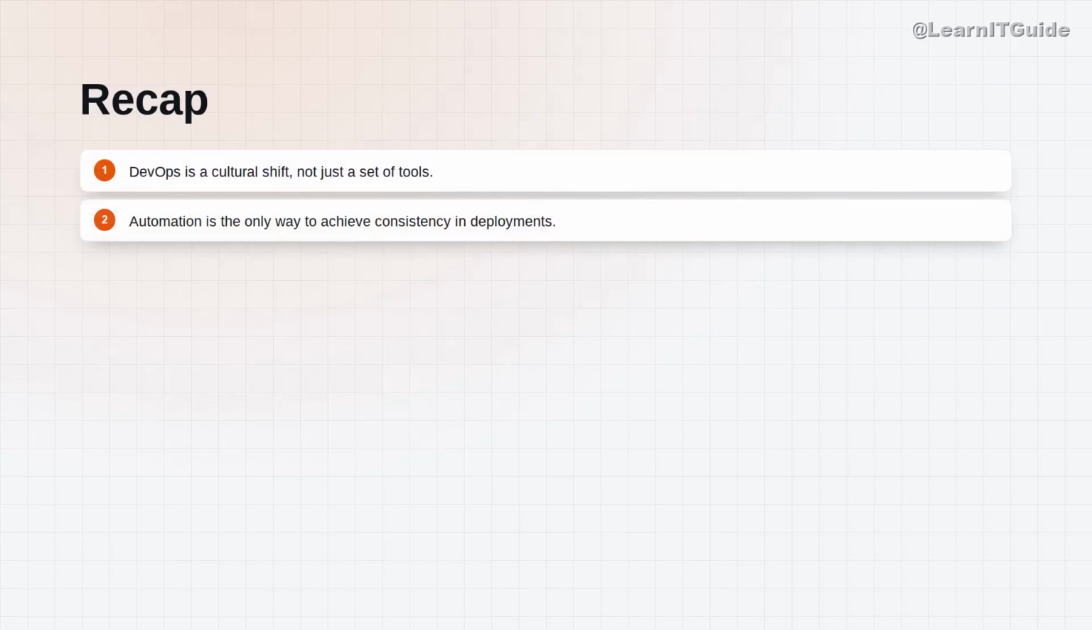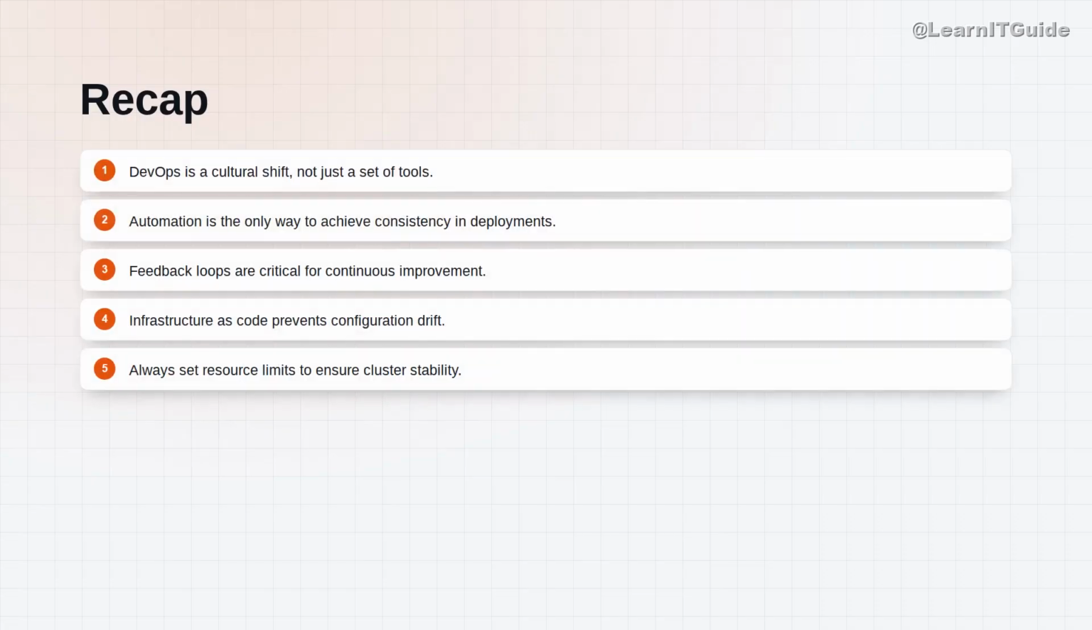To recap, remember these points. DevOps is fundamentally about culture, not just buying software. Automation gives you the consistency you need to scale. You must build feedback loops into your process to keep getting better. Treat your infrastructure like code to stop configuration drift, and always set your resource limits. These habits will make you a better engineer.